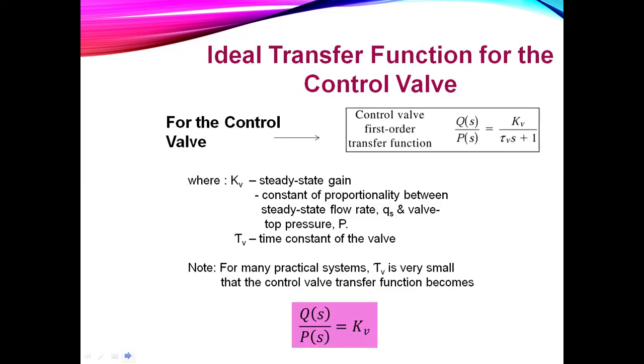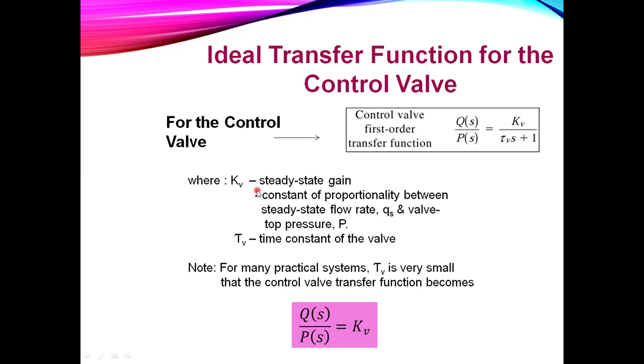Now, for an ideal transfer function for a control valve. This is the transfer function of the control valve, a first order transfer function that, if you notice, has a gain of K sub V. The subscript V denotes that it's that of the valve, the control valve. So it's the steady state gain of your control valve. This is its time constant, tau sub V. And if you look at the denominator, it really is a first order transfer function. So everything is defined here.